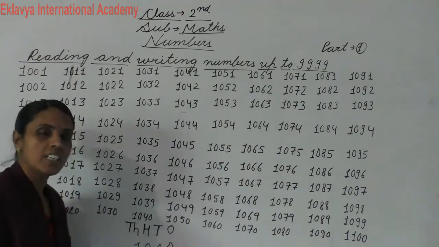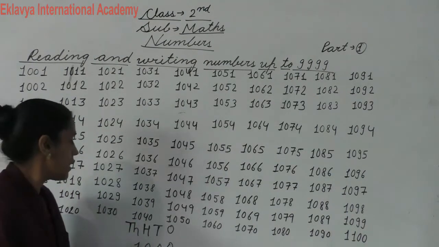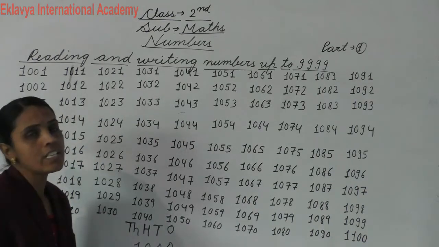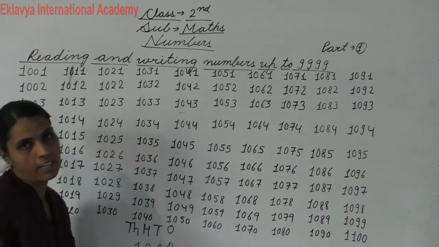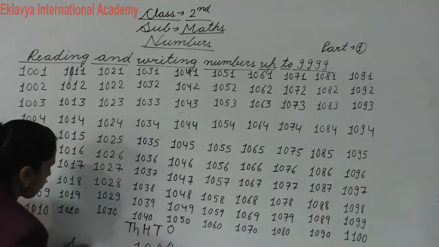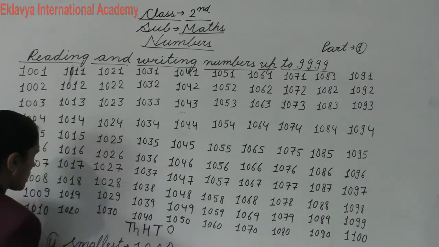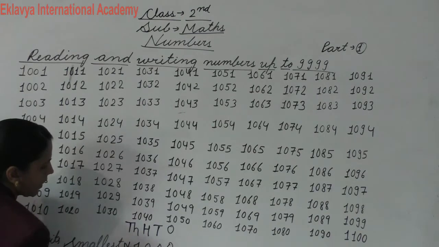How many digits does 1000 have? 4. Okay. And this is your 4 digit smallest number. What is your 4 digit smallest number? It is 1000. This is your smallest number. Now listen. What is the 4 digit smallest number, beta? 1000.